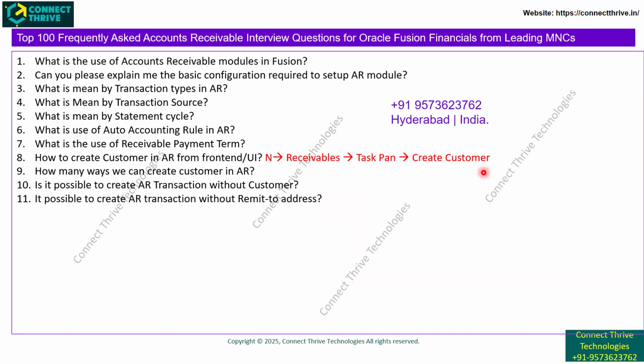Whether they want to send the check via fax or post, the remit-to address will be there on our invoice print. Using that remit-to address, they will send the payment to our respective corporate office address. It's not a factory address. So it is not possible to create the transaction without a remit-to address. You can keep that in mind. That is a very good question.